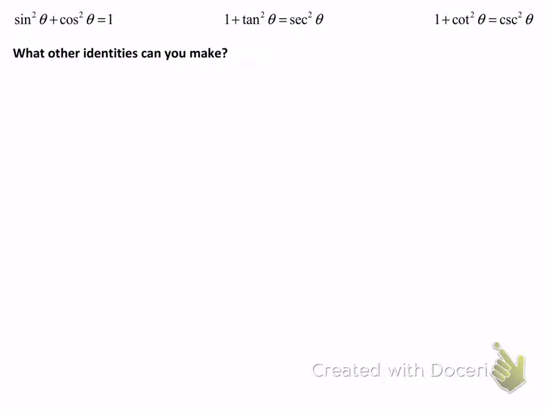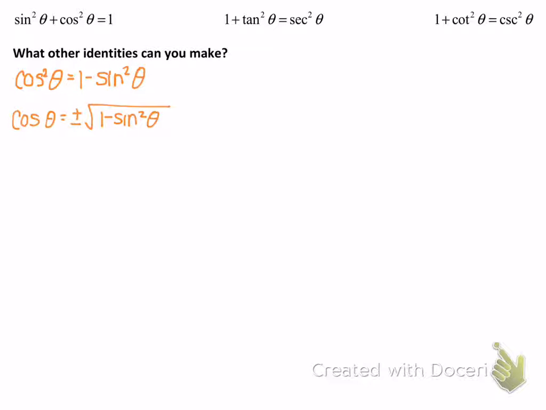We can also make a couple more identities. So based off of the one above, what does cosine squared of theta equal? If you just subtract sine squared, it equals 1 minus sine squared theta. Then if we also took the square root, we know that cosine of theta is equal to the square root of 1 minus sine squared theta.